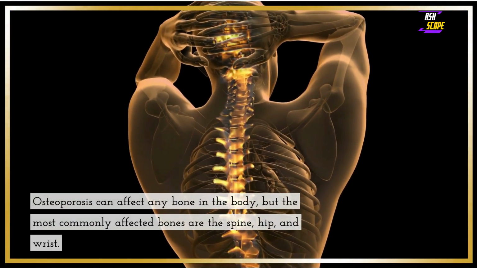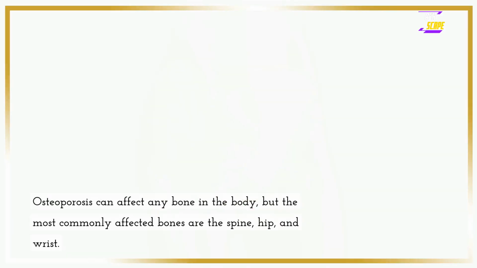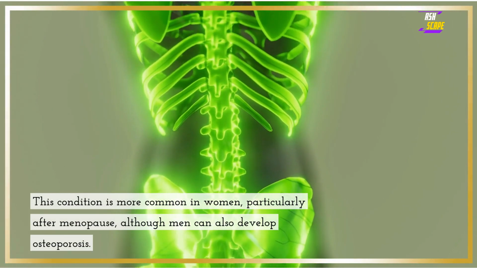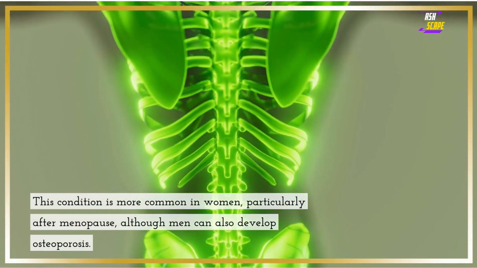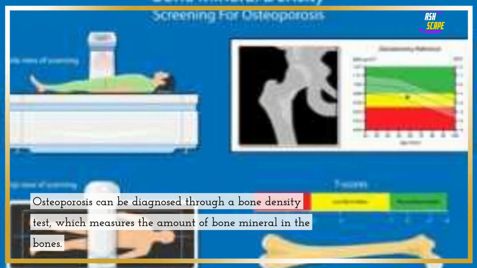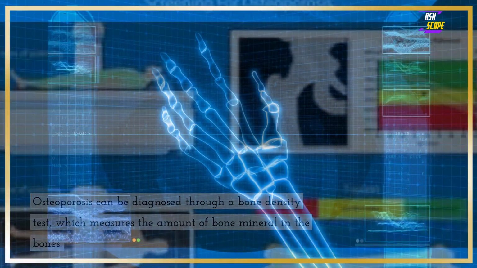Osteoporosis can affect any bone in the body, but the most commonly affected bones are the spine, hip, and wrist. This condition is more common in women, particularly after menopause, although men can also develop osteoporosis. Osteoporosis can be diagnosed through a bone density test, which measures the amount of bone mineral in the bones.